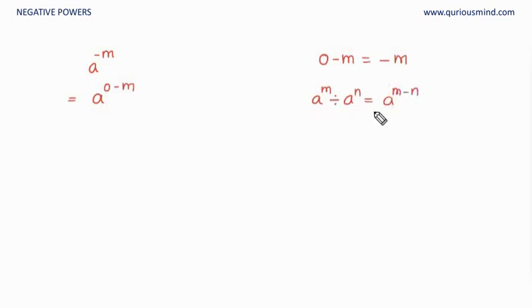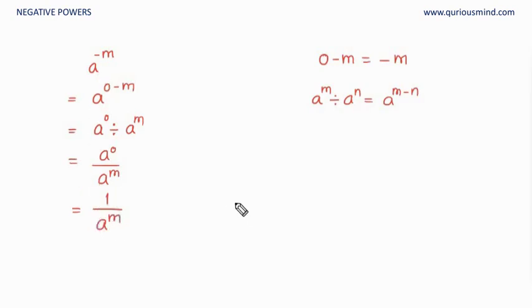So if I look at it the reverse way, a raised to m minus n is the same as a raised to m, the first one, divided by a raised to n. So if we do this, it will become a raised to 0 divided by a raised to m, and that can be written as a raised to 0 upon a raised to m. But we know a raised to 0 is 1. That means this is the same as 1 upon a raised to m.